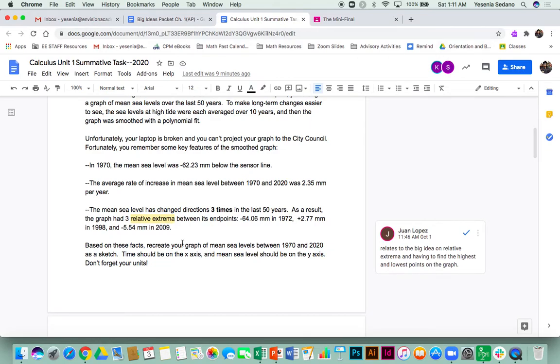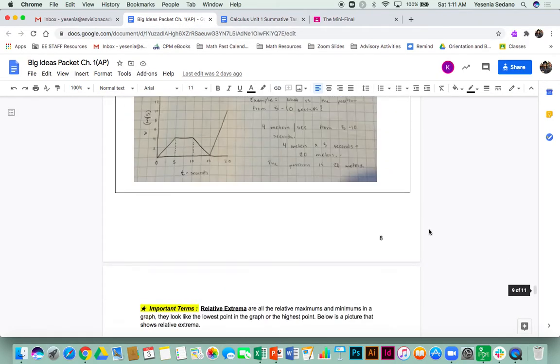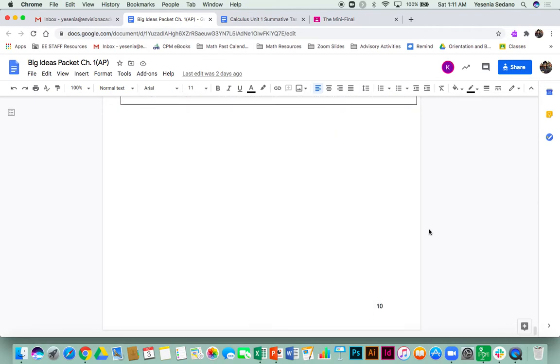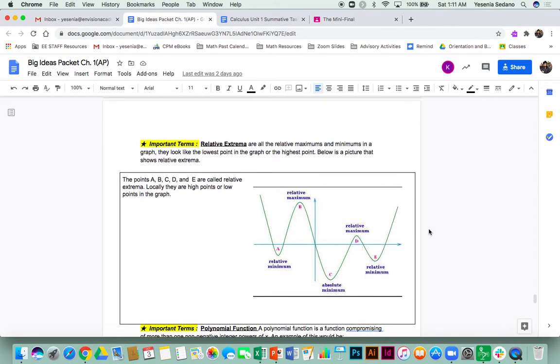And then we have that as a result, the graph has 3 relative extrema between its endpoints, and they give us where the relative extrema are at the specific points in time. And relative extrema, if you go back to your big ideas packet, is right here. Important terms. Again, they look like the lowest or the highest point in a graph.